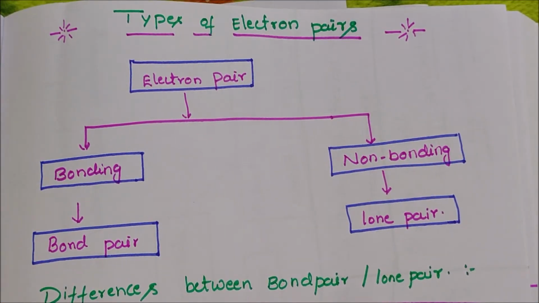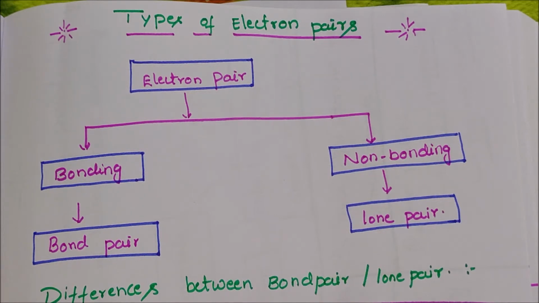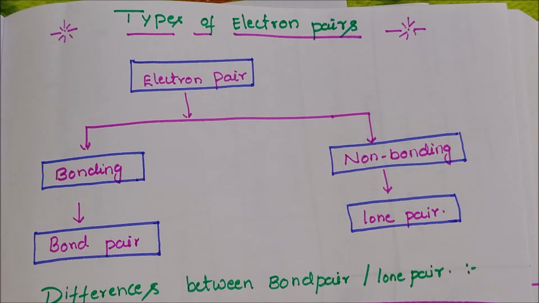In this session on chemical bonding, we will understand the concept of types of electron pairs. Here, pair is 2. Electron pair means 2 electrons. An electron pair which is involved in bonding is called a bond pair of electrons. An electron pair which is not involved in bonding, that represents non-bonding electrons, is called a lone pair of electrons. So electron pairs are of two types: the bond pair and the lone pair.